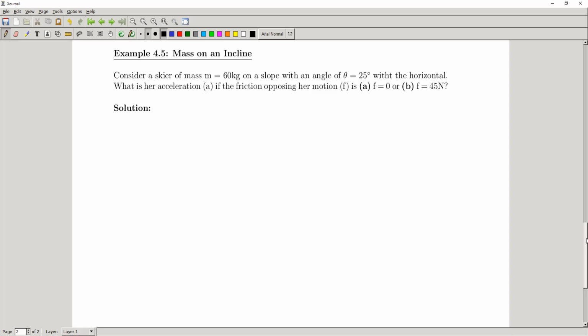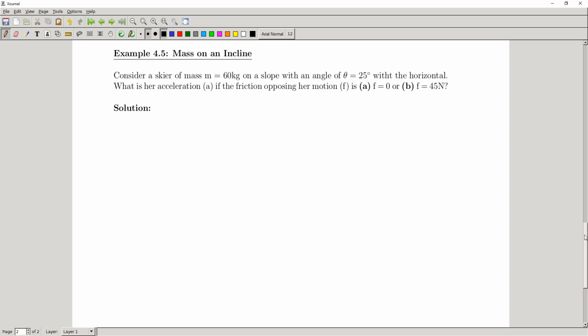And so this is example 4.5 from the text, and we're dealing with a skier of mass 60 kilograms on a slope that makes an angle of 25 degrees with the horizontal, and we want to know what her acceleration is if the friction opposing her motion is first 0, so there's no friction opposing her motion, and then second, let's say there was a friction of 45 newtons opposing her motion, right?